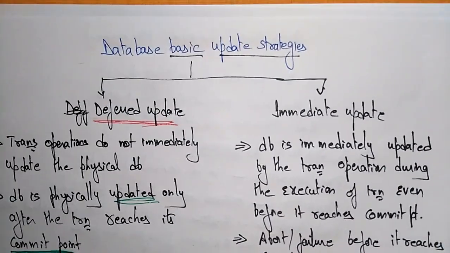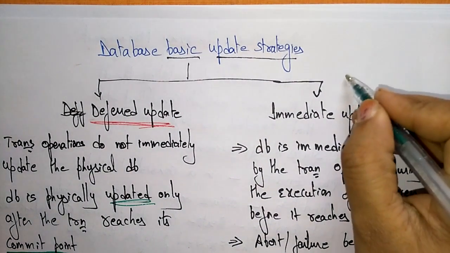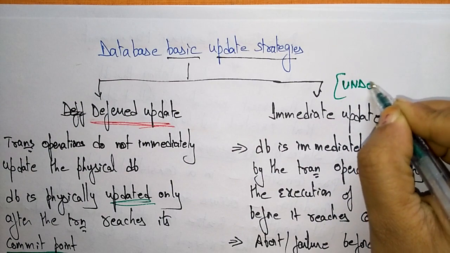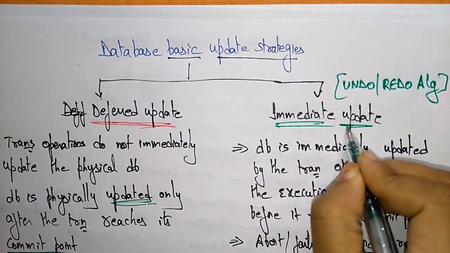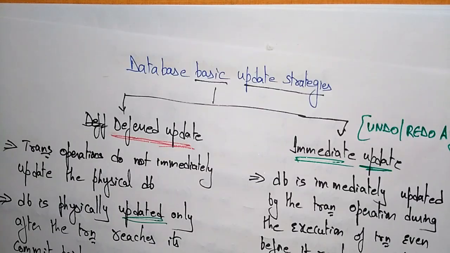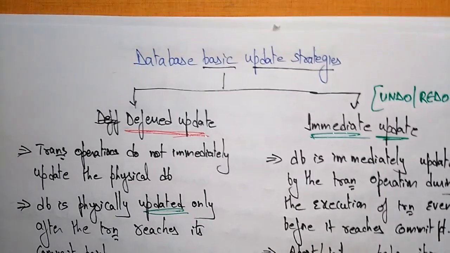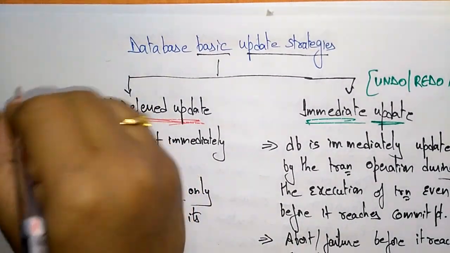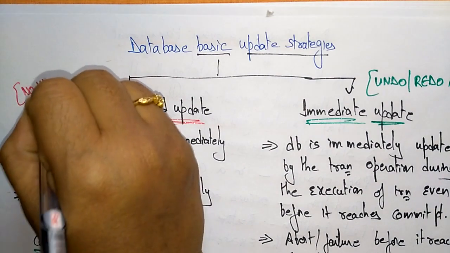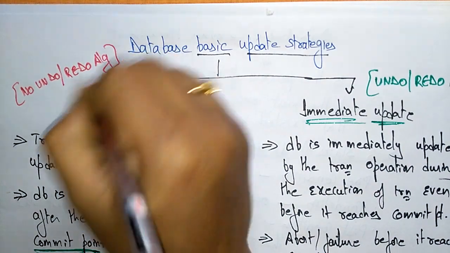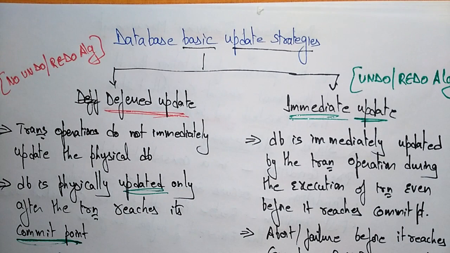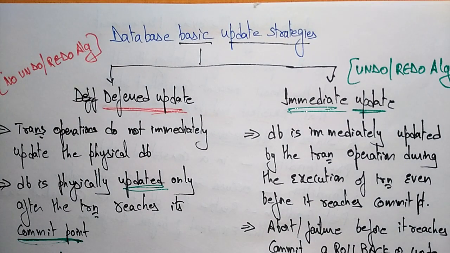The one main thing here is that immediate update follows the undo/redo algorithm, whereas the deferred update follows the no-undo/redo algorithm. Okay, so this is the main difference between deferred and immediate update. These are the two basic update strategies used in database recovery management. Thank you.